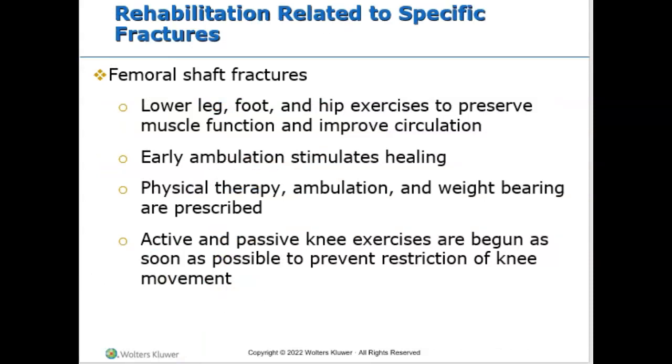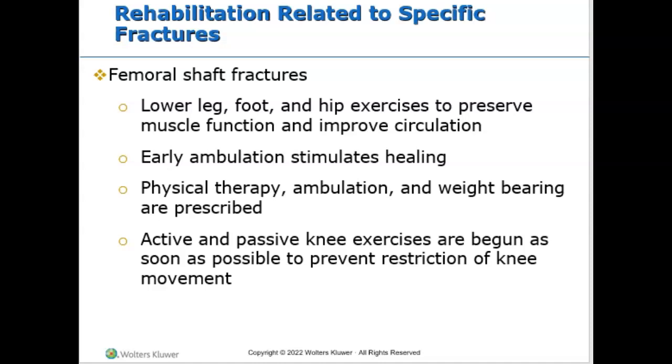So we're going to want to preserve muscle function and improve circulation by doing lower leg, foot, and hip exercises. Physical therapy treatments will focus on improving range of motion without putting excessive strain on the healing bone or ligaments. And then as it heals, muscle strengthening exercises as well as range of motion and balance training will all be used to increase movement and mobility.